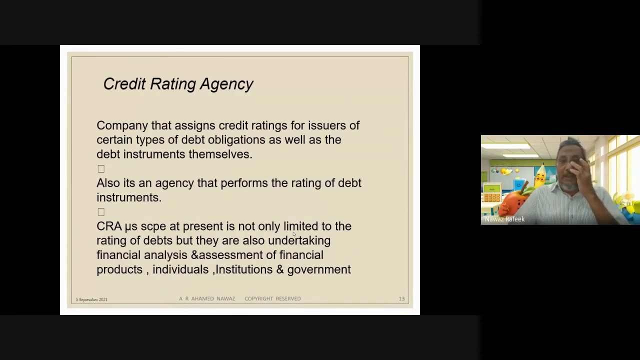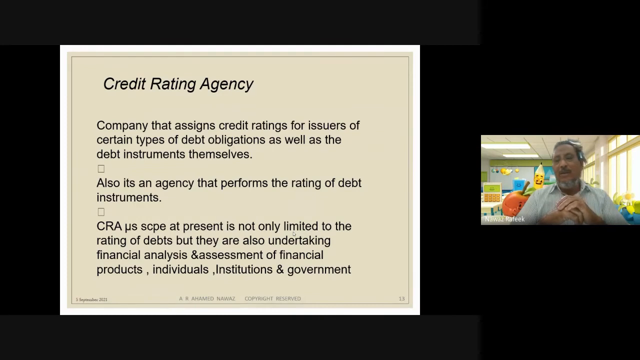What is a rating agency? The companies which are doing rating are called rating agencies, CRA. A company that assigns credit ratings for issuers of certain types of debt obligation as well as the debt instruments themselves. So when a company borrows from a bank or issues debt instruments, that is shares, debentures, commercial papers to the market, the rating agency will give a rating of the business position.